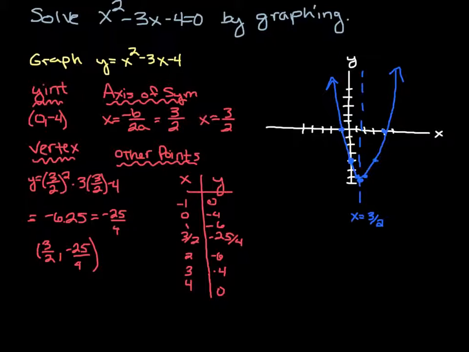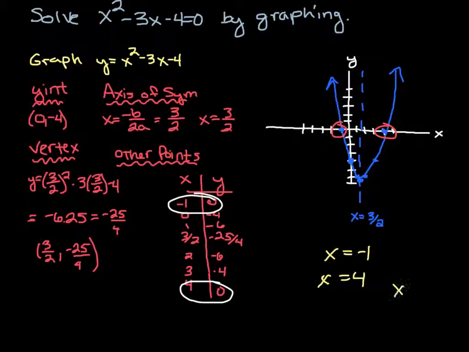And our solutions are where it crosses the x-axis. And where it crosses the x-axis, that's when y is equal to 0, which is right here and right here. So the solution to our equation is x equals -1 and x equals 4. And we would write that as x equals -1, 4.